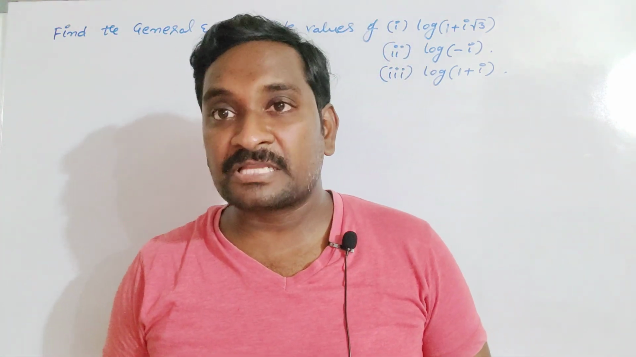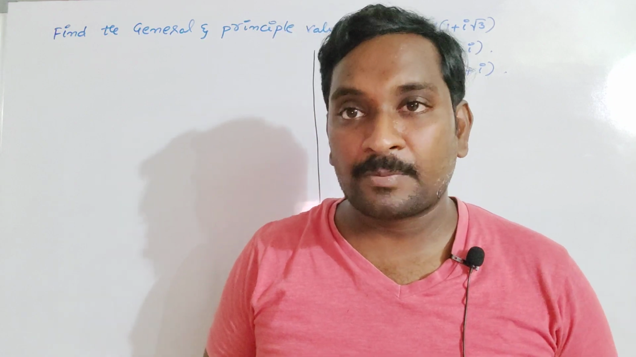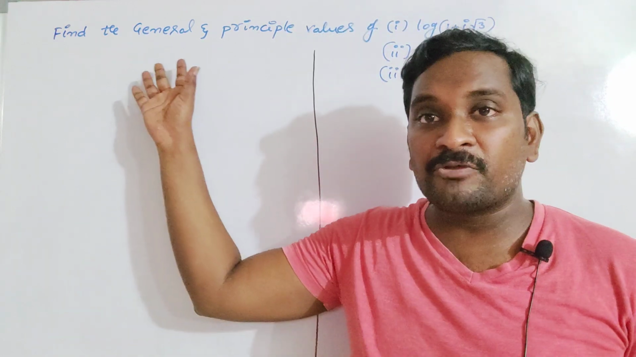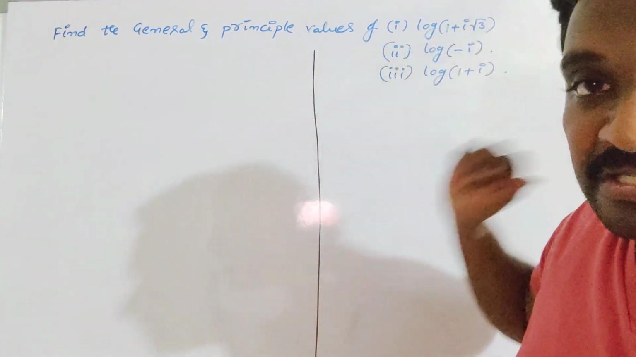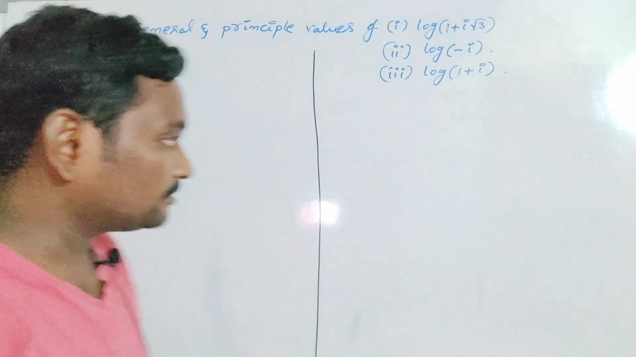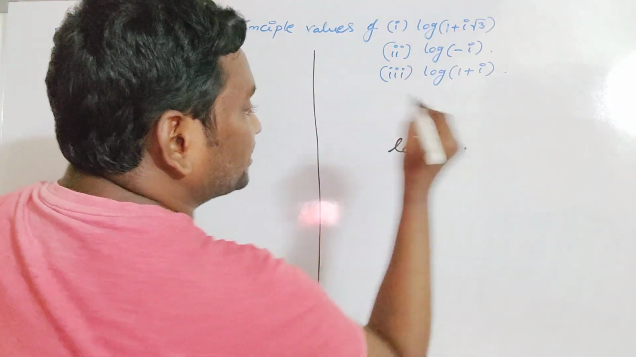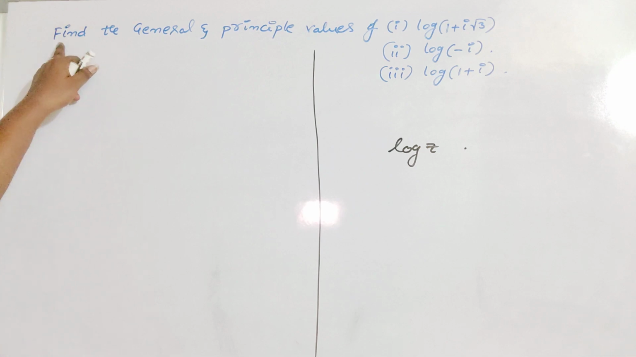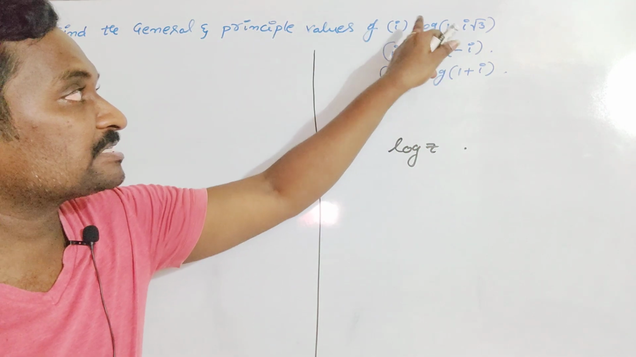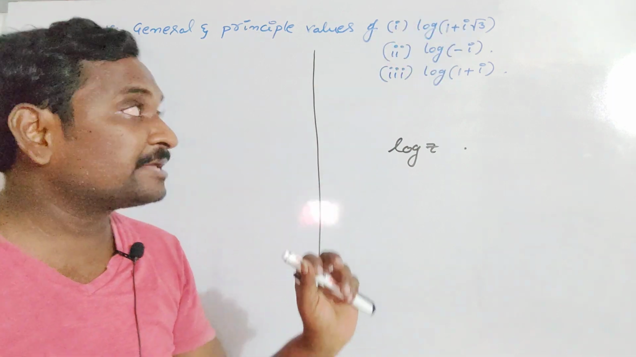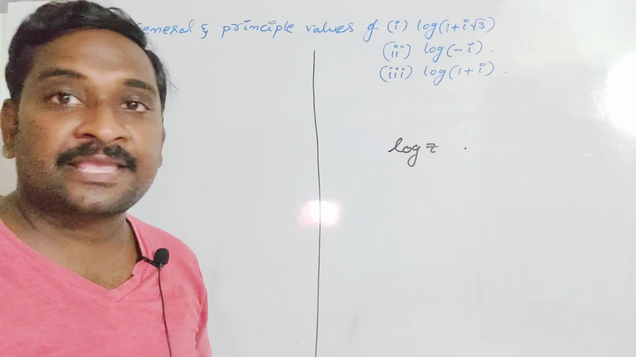So far we have discussed complex trigonometric functions and complex hyperbolic functions. In this video I would like to explain the problems on complex logarithmic functions. Already you know that the complex logarithmic function is represented by log z. See the statement: find the general and principal values of these logarithmic functions. First one is log of 1 plus i root 3. Second one is log of minus i, and next one is log of 1 plus i.